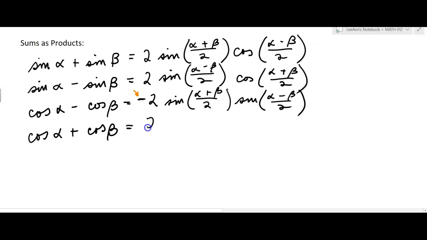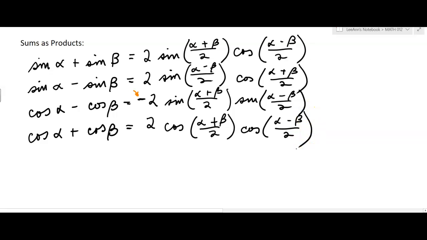Okay, and then we've got one more, of course, a cosine alpha plus cosine beta, which is going to equal 2 cosine of (alpha plus beta) over 2. I don't remember these. I always have to look them up. Cosine of (alpha minus beta) over 2.